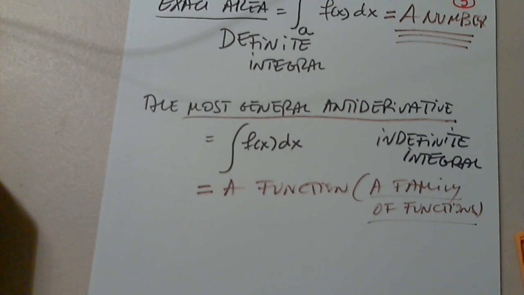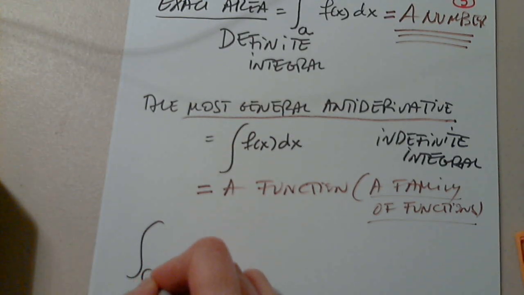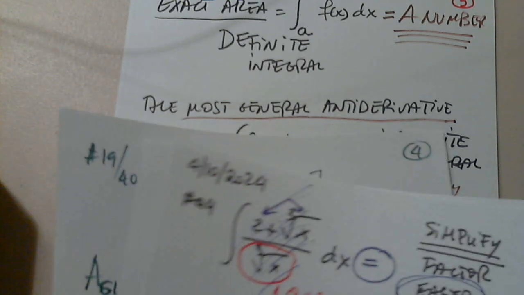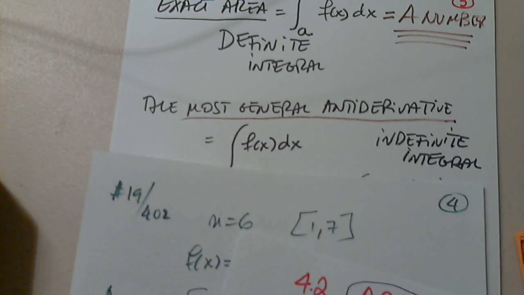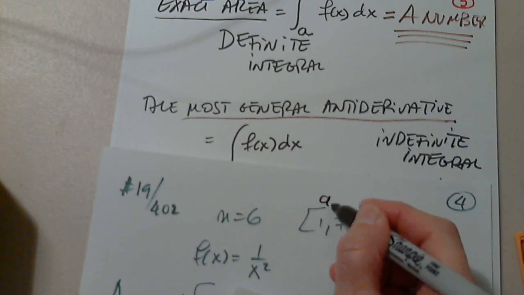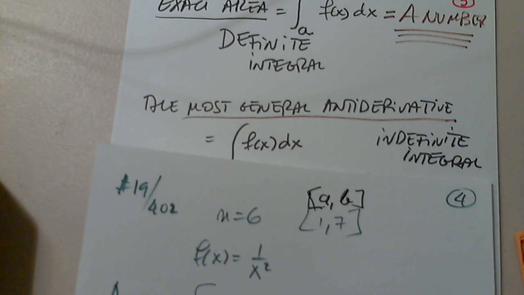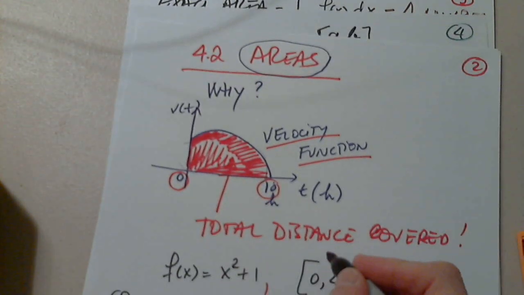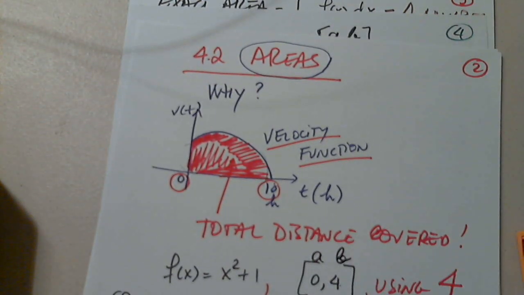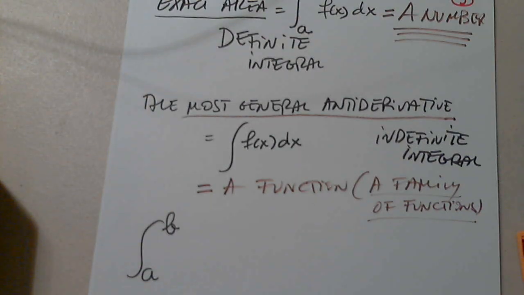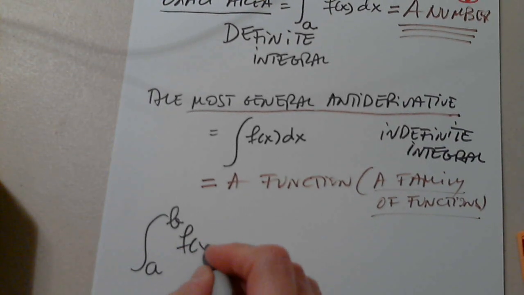So let's write it. The definite integral from a to b. What is a to b? It is this interval. A to b is this. What was it in our example? This is a to b, 0 to 4.